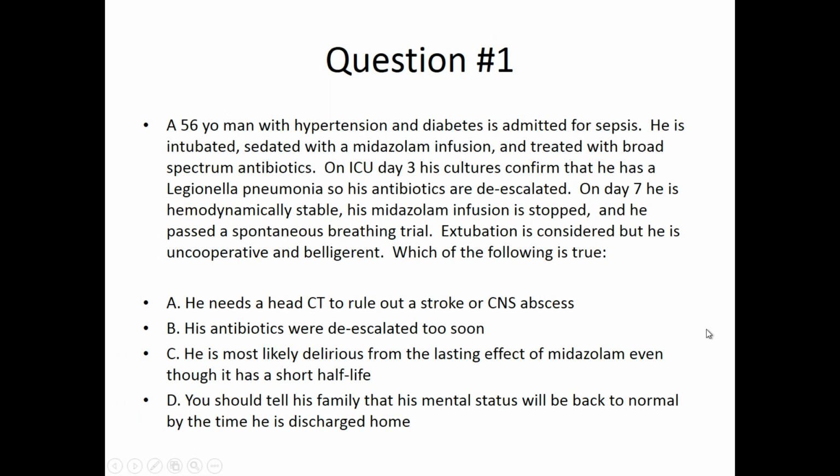Question number 1. A 56-year-old man with hypertension and diabetes is admitted for sepsis. He is intubated, sedated with a midazolam infusion, and treated with broad-spectrum antibiotics. On day 3, his cultures confirm that he has Legionella pneumonia, so his antibiotics are de-escalated. On day 7, he is hemodynamically stable, his midazolam infusion is stopped, he passes a spontaneous breathing trial. Extubation is considered, but he is uncooperative and belligerent. Which of the following is true?